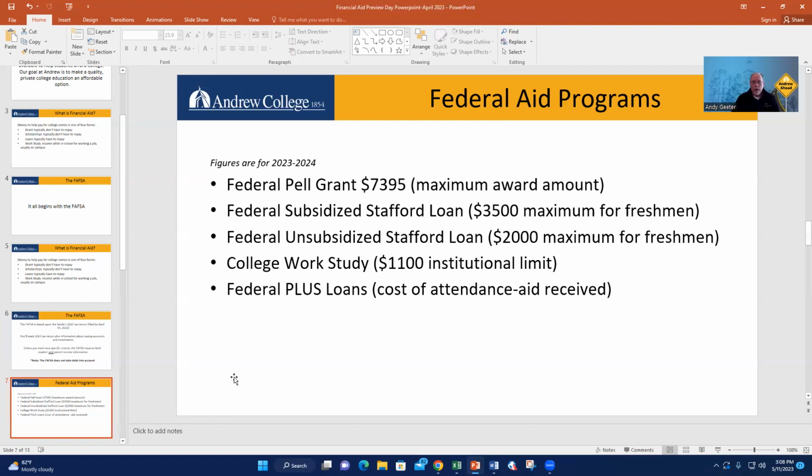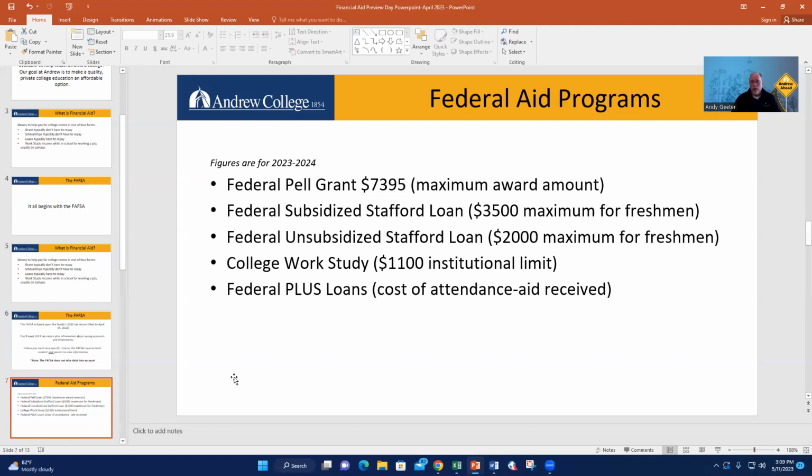The maximum a parent can take out in a Parent PLUS loan is the cost of attendance, that total cost of attendance, minus aid that the student's already receiving. So let's say the total cost of attendance, which includes, again, living expenses, estimates for books, things like that. Let's say it's $35,000 and a student is receiving $20,000 in aid. A parent could apply for up to $15,000 with the PLUS loan.